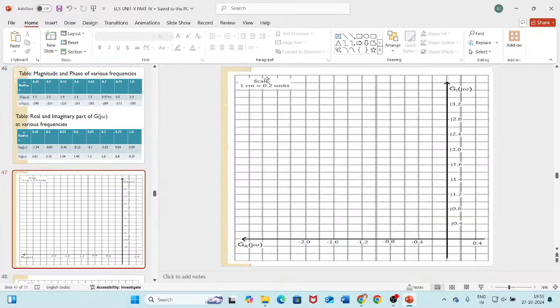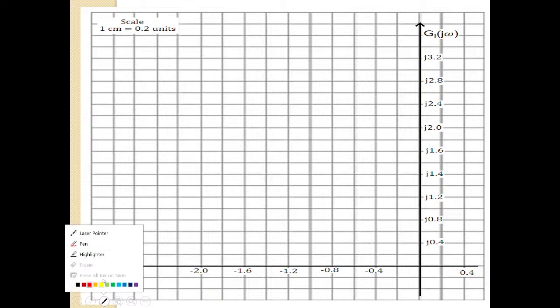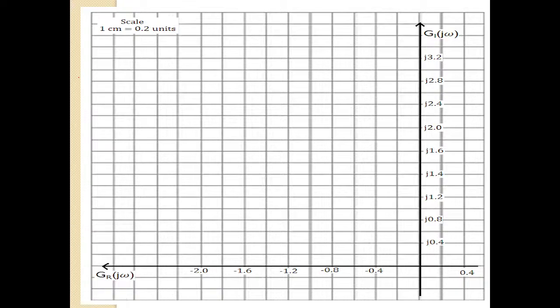Okay, so after determining real values and imaginary values for each and every omega, you take the normal graph sheet. Consider 1 centimeter equal to 0.2 here. Actually I will write it down here, the scale is a bit different. Here I have considered 2 centimeter equal to 0.4.